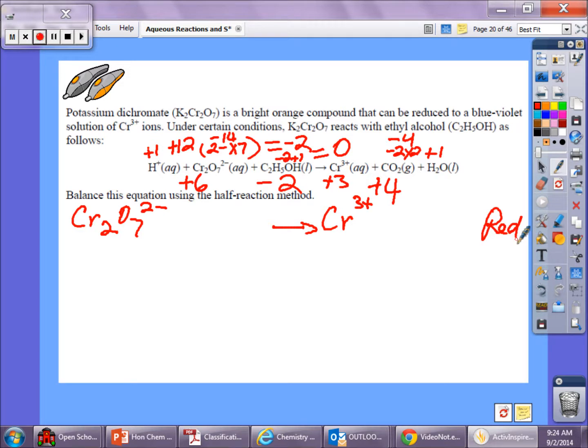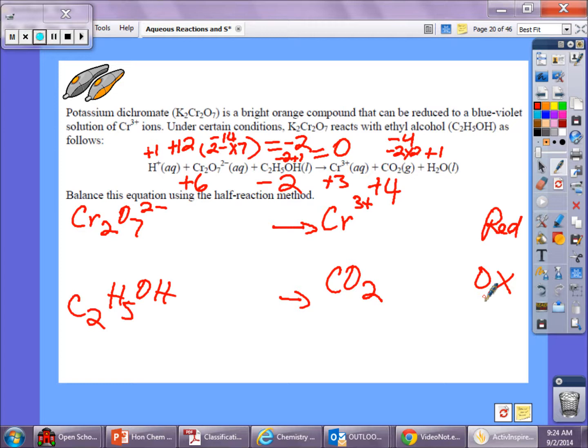And then the other half is C2H5OH, leaving a lot of space, and I go to CO2. Okay, this is my ox. I don't even have to write the other species because nothing had happened to them. They will just come back.